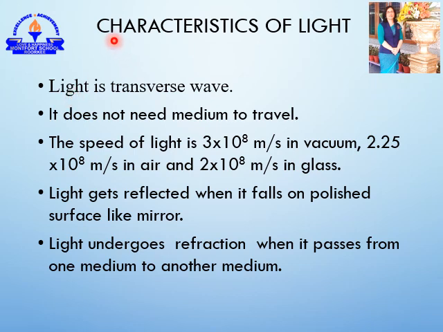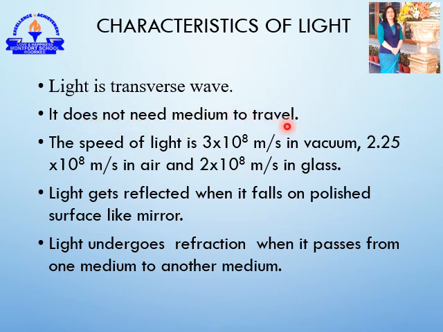In this slide, we talk about the characteristics of light. The first characteristic of light is that light is a transverse wave. You're going to understand about waves and types of waves in the chapter of sound later. So for the time being, just understand that light is a transverse wave where the particles of light will be traveling perpendicular to the propagation of waves. It does not need any medium to travel.